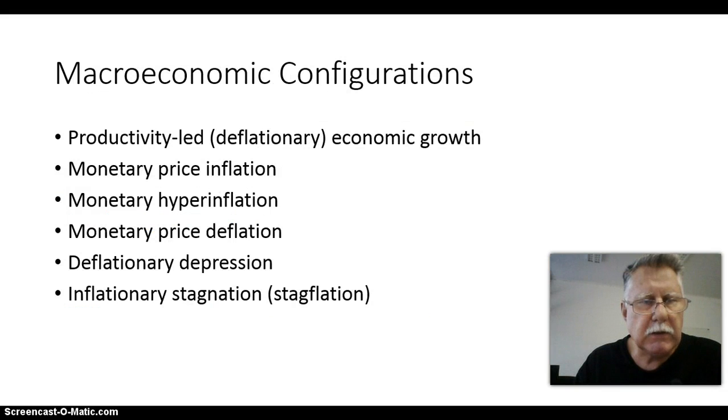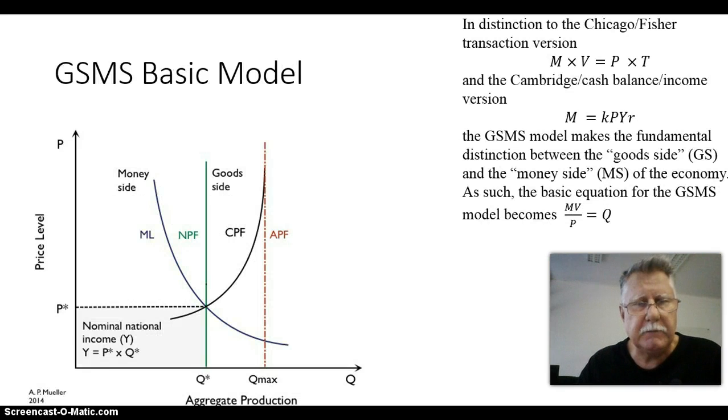Here we try to analyze basic macroeconomic configurations. We have, at first, productivity-led deflationary economic growth; second, monetary price inflation; third, monetary hyperinflation; after that, monetary price deflation; then deflationary depression; and finally, inflationary stagnation. In this session, we will treat productivity-led deflationary economic growth and monetary price inflation.